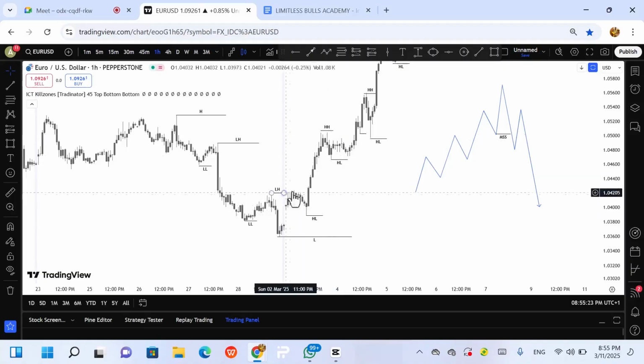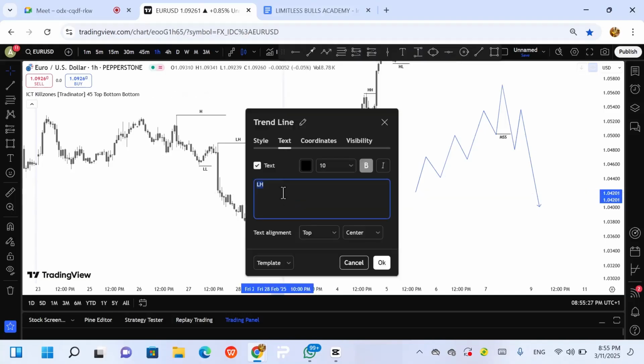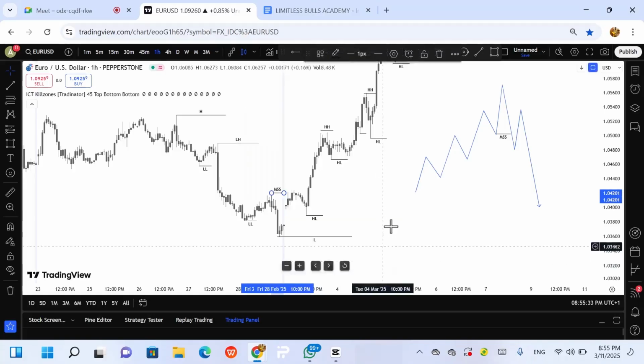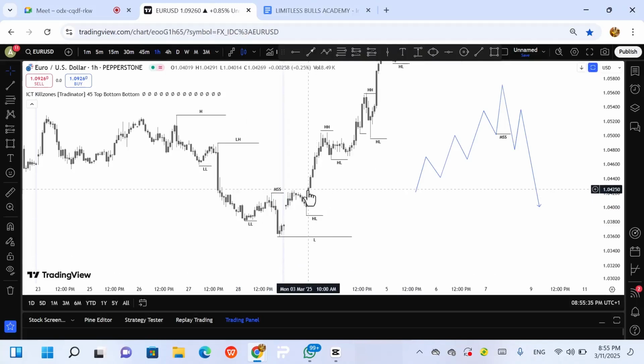So now at this point, what do we say has happened? We say MSS has happened. What is MSS? Market structure shift. You get the point? And it's this candle that, okay, we can extend this for clarity purposes. So we can call this what? A market structure shift. I don't know if you are getting me.